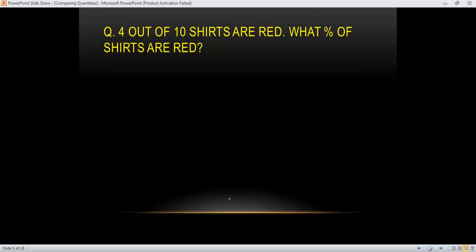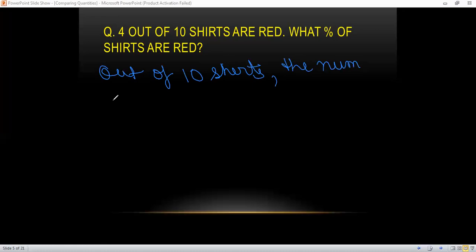So how can we find the percentage? As you know, out of 10 shirts, the number of red shirts are 4.